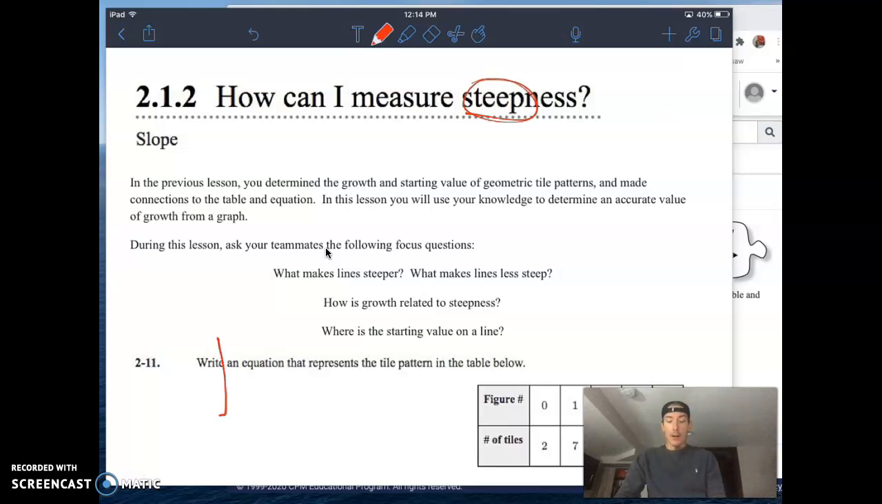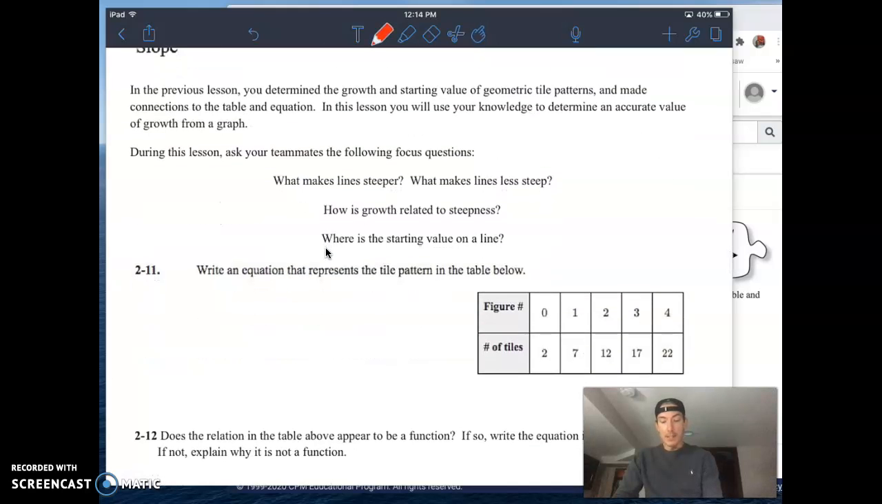So our questions that we want to focus on today: what makes a line steeper? What makes a line less steep? How is growth related to steepness? And then where do we find that starting value? Where's it located on a line? Where's it located in a table, et cetera? So we're going to look at those things today.